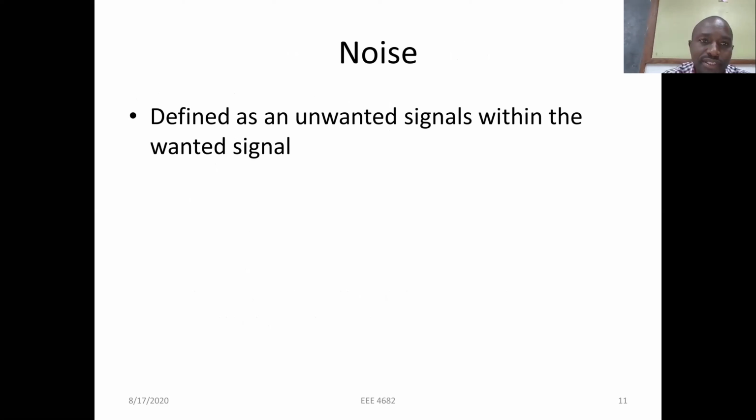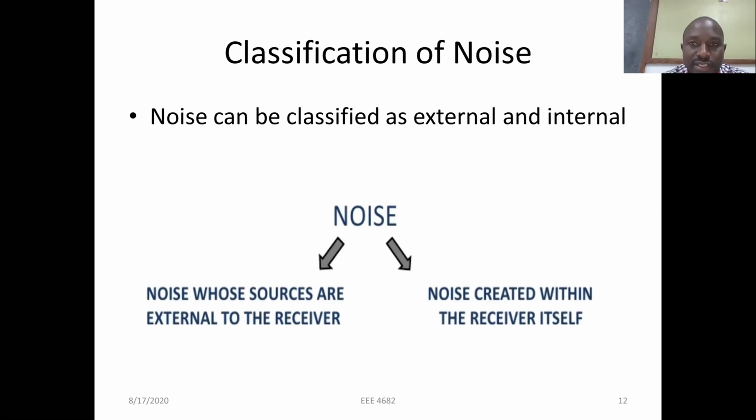Let's talk about noise. Noise is defined as an unwanted signal that falls within the wanted signal. And there are various classes of noise. Noise can be classified in terms of external as well as internal. So basically you've got noise whose source is external to the receiver, and you've got noise whose source is within the receiver. And those that are within the receiver are basically classified as internal noise. So let's look at each of these classifications in some detail.